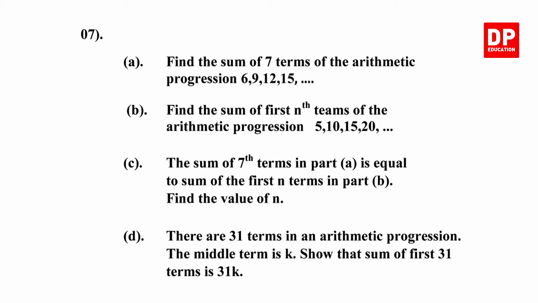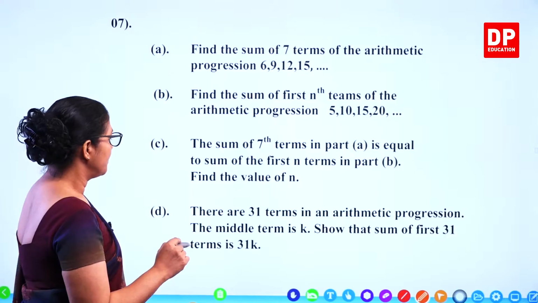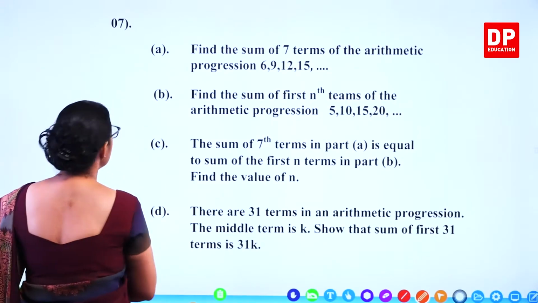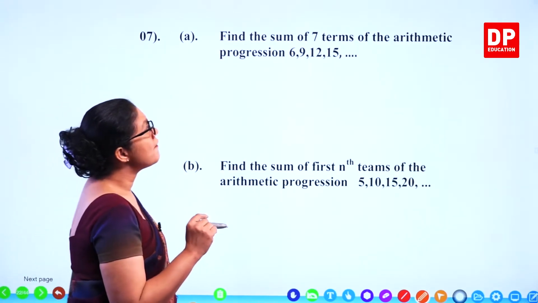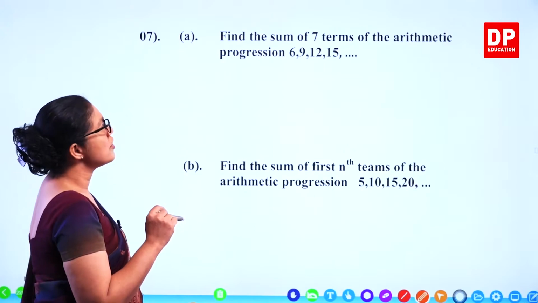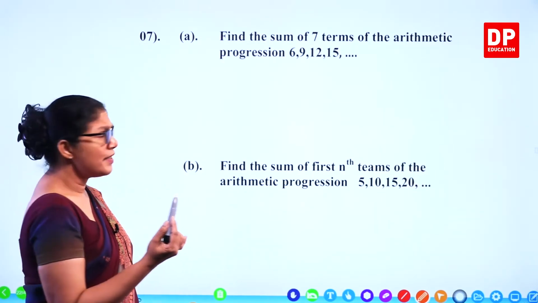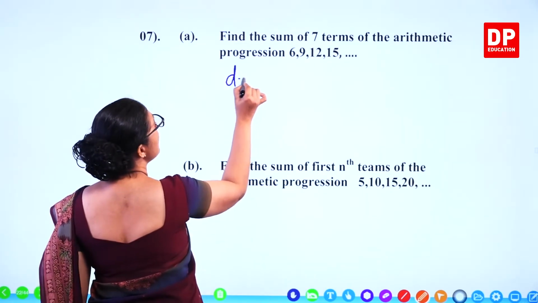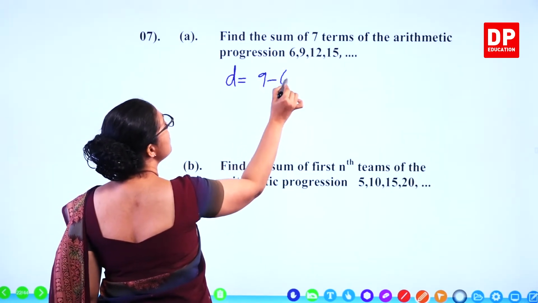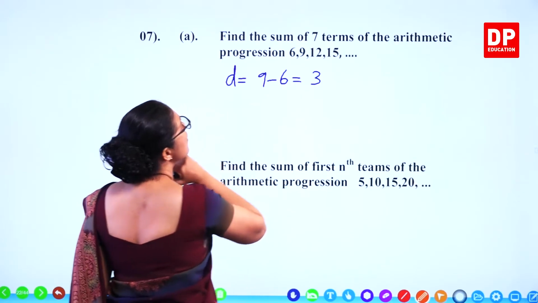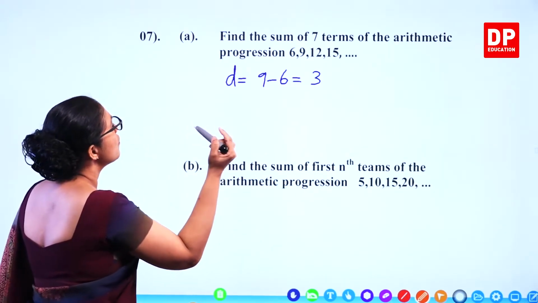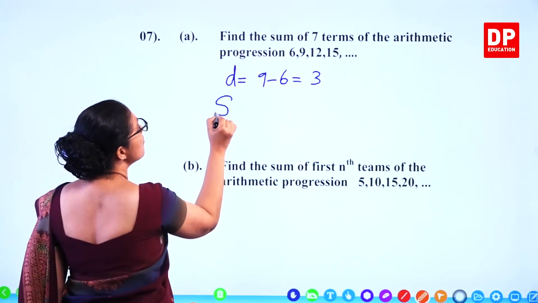Question number 7. This is about arithmetic progression. Find the sum of 7 terms of the arithmetic progression. So we know the first term and the common difference. How can we find out? Take any term, subtract the previous one. So common difference is 3. So we can find out the sum.